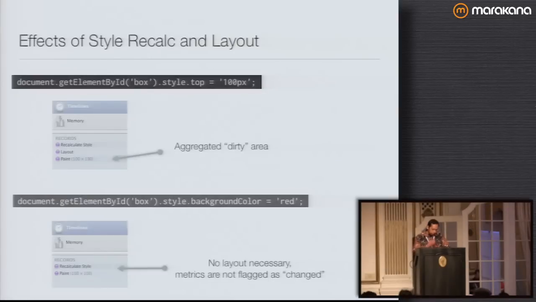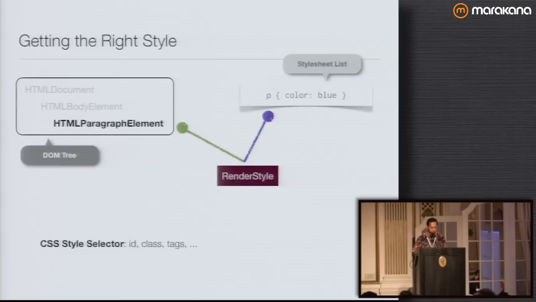So probably an example here is if you change the top property of the style, then WebKit needs to paint a larger area because the position might change. But if you just change the background color, then the rectangle that is affected by that change will be pretty limited because it doesn't move to another place. I'll show you some demo later on.